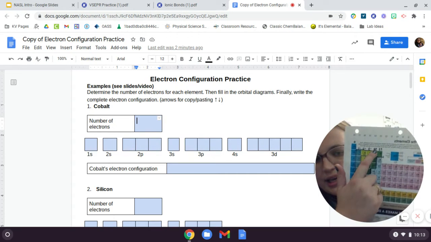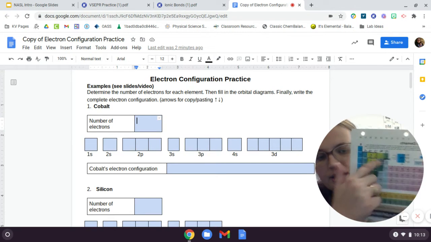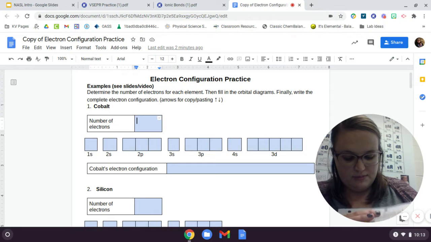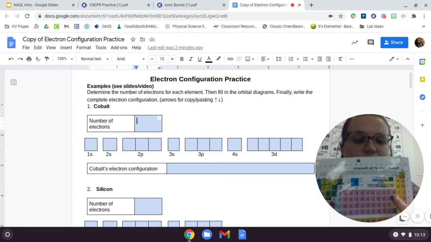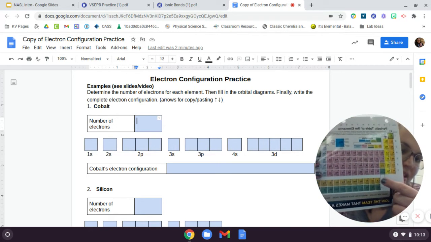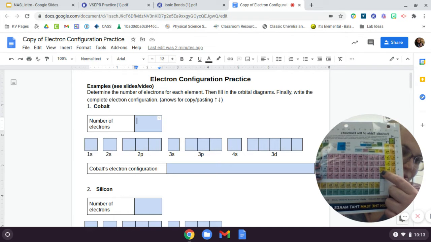Your P block is this section here, and that would be the rows that start with boron, carbon, nitrogen, oxygen. That whole section is your P block. Your D block is your transition metals in the middle. And then your F block would be the lanthanides and the actinides, with these 2 also in part of the F block.